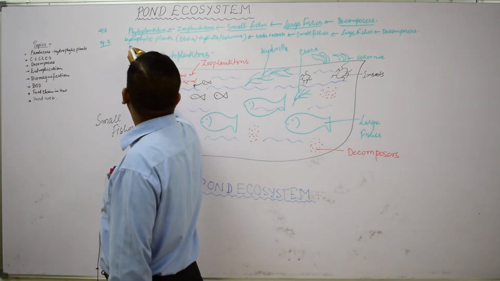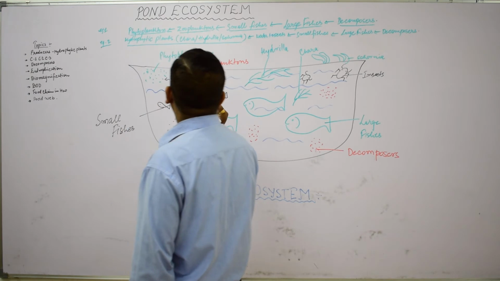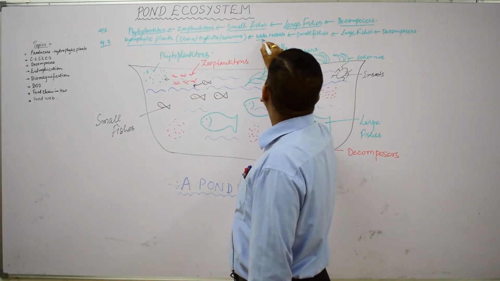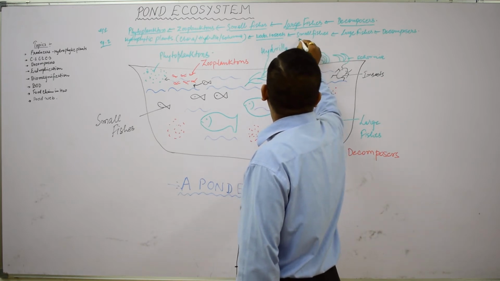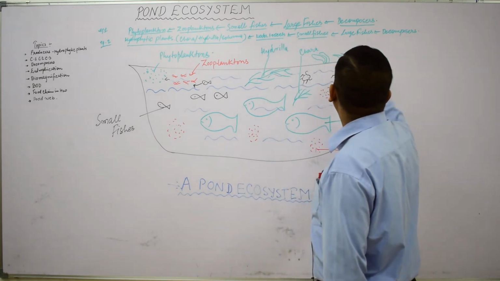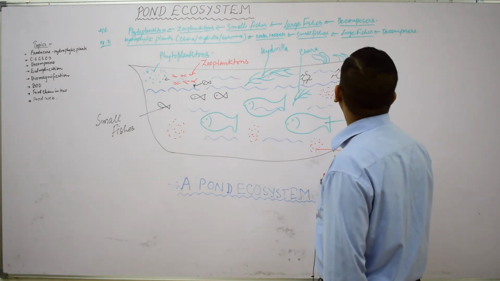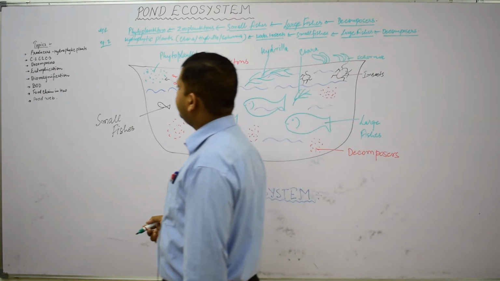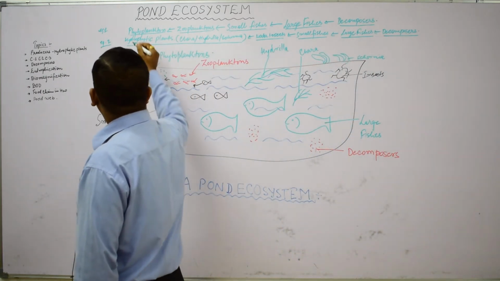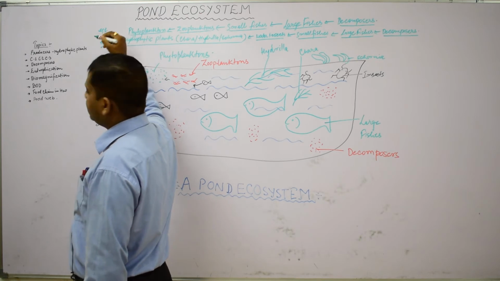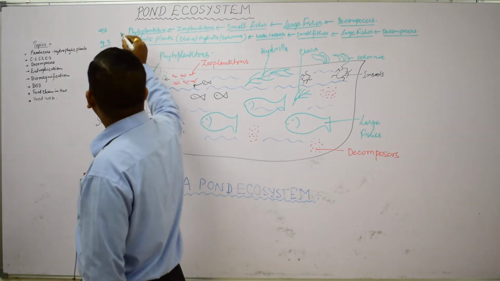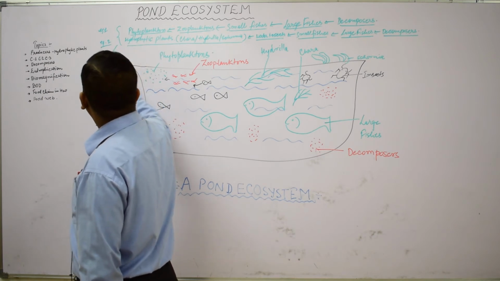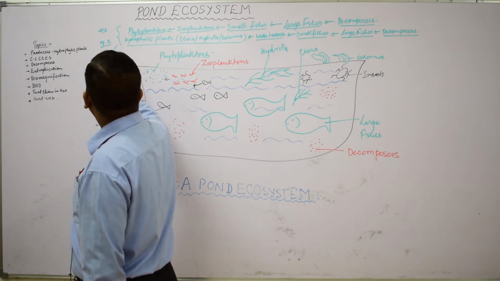In the second example, hydrophytic plants, they are chara, hydrilla, Eichhornia, they are producers, and water insects are primary consumers. Small fishes are secondary consumers, large fishes are tertiary consumers, and then there are decomposers. When we combine more than one food chain together, that is called a food web.